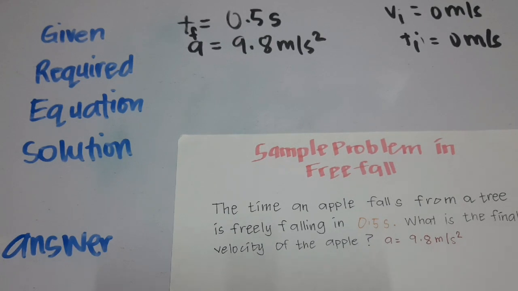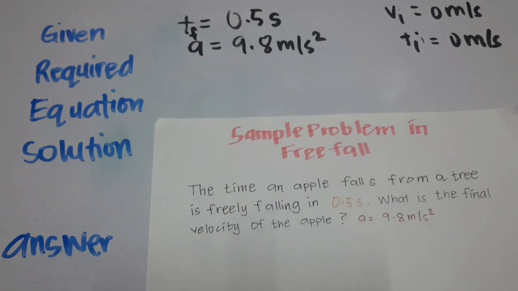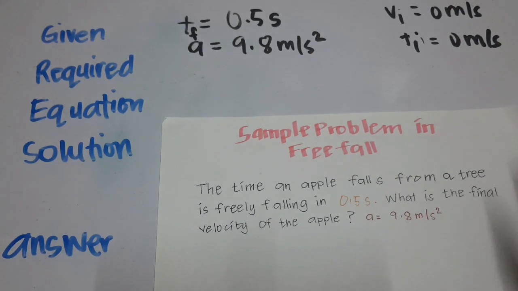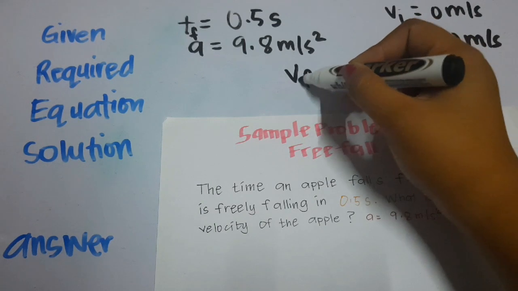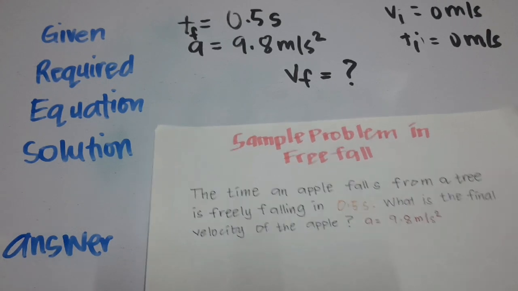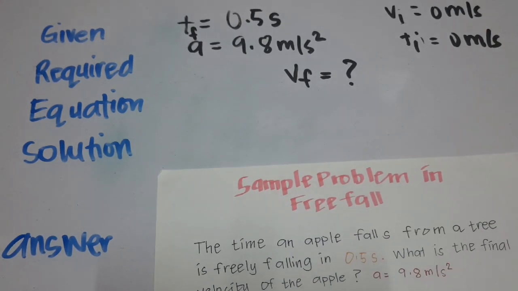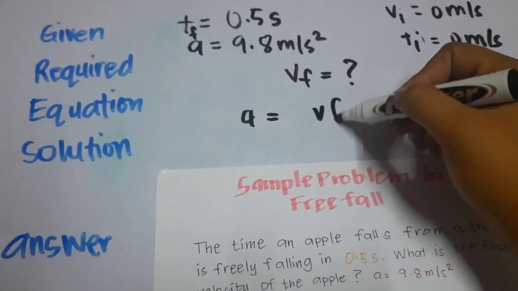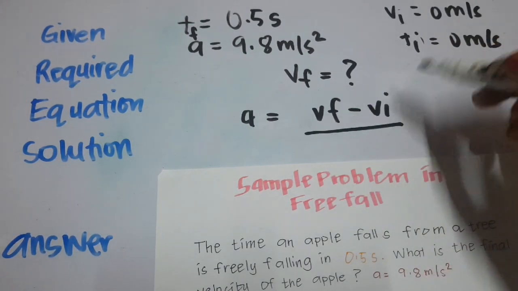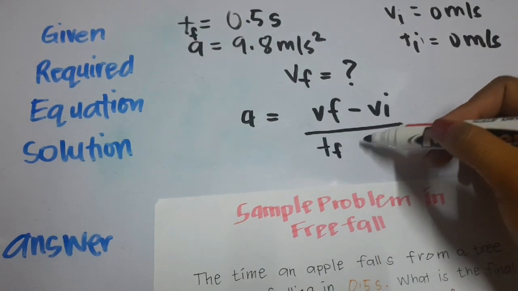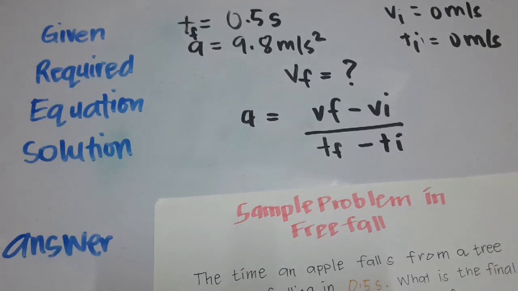So what is the required? Required is sometimes referred to as the unknown value. So here in our problem number 1, we are tasked to find the final velocity, which is VF. Okay, so what is the equation? For us to find the final velocity, we must use the formula a is equal to VF minus VI, or the initial, divided by the final time minus the initial time.